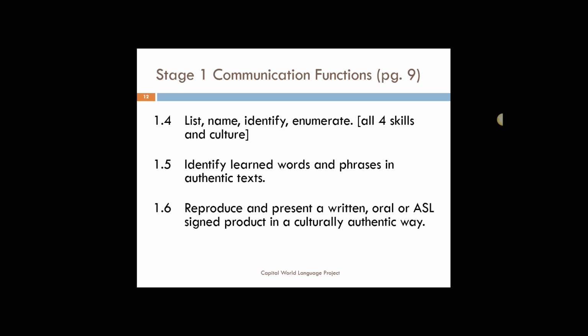This is another one of those sort of reality check pieces. Our level 1 and mostly our level 2s are going to be solidly in stage 1. It is perfectly acceptable for them to reproduce something. They don't have to create something themselves. Best example that I have on this is with your level 1 students, do you have them look at menus from the target culture?